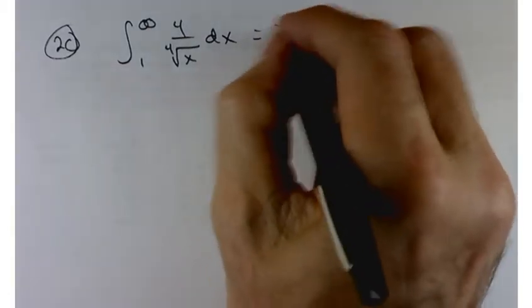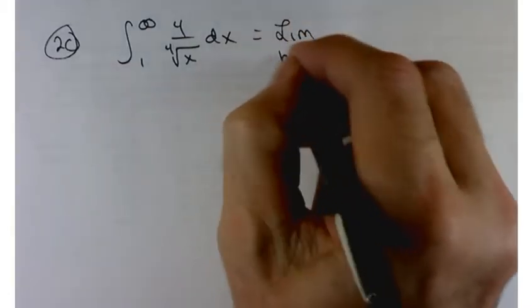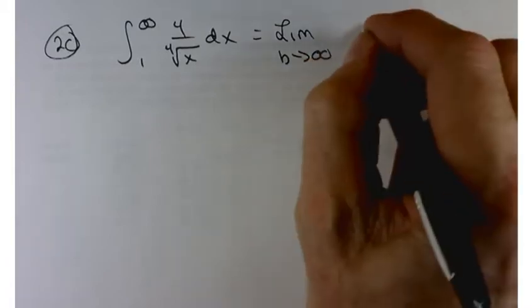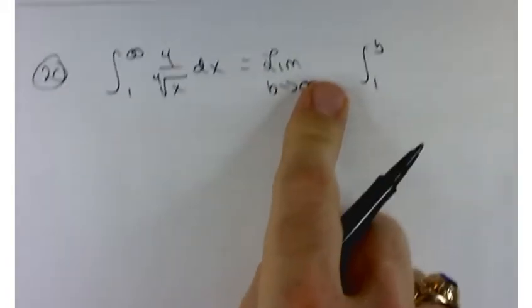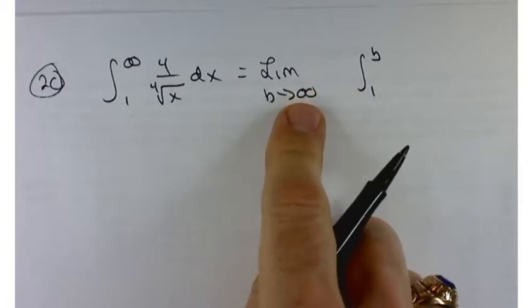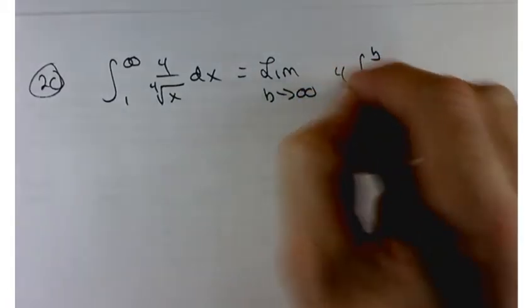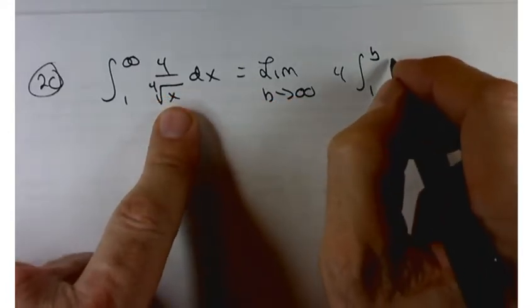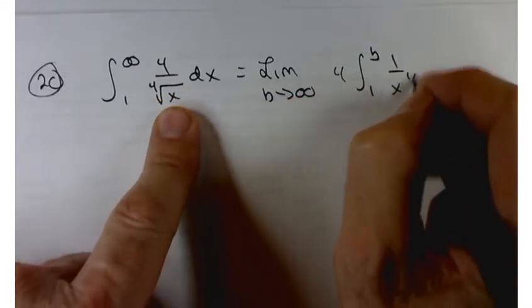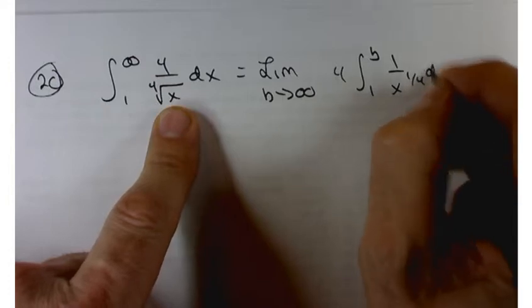Okay, should look something like this. The limit as b approaches infinity of the integral from 1 to b. Now, the rest of it is a little subjective. I wanted to see this limit part. You might want to take out the 4, and you could rewrite the integrand as 1 over x to the 1/4, or better yet, x to the negative 1/4.